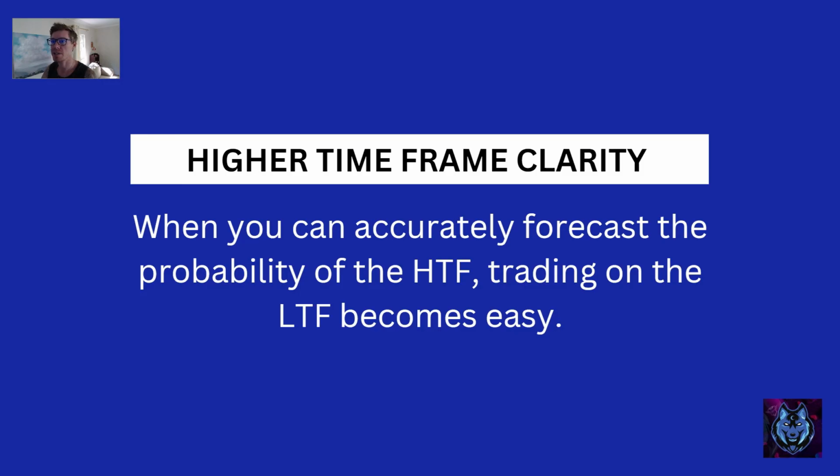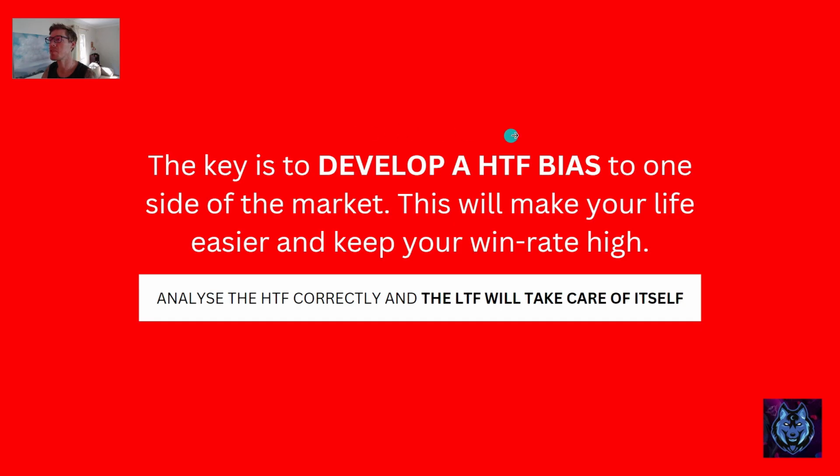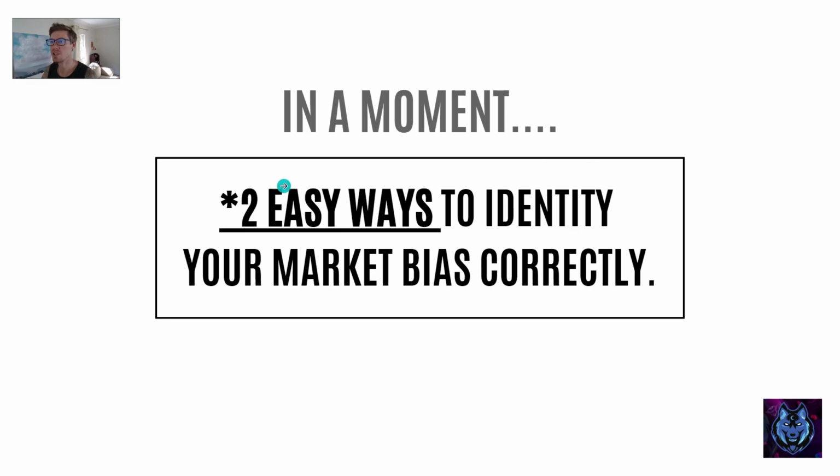Higher time frame clarity. When you can accurately forecast the probability of the higher time frame, trading on the lower time frame becomes easy. The key is to develop a higher time frame bias to one side of the market. This will make your life easier and keep your win rate high. Analyze the higher time frame correctly, and the lower time frame will take care of itself. In a moment, I will share with you 2 easy ways to identify your market bias correctly.